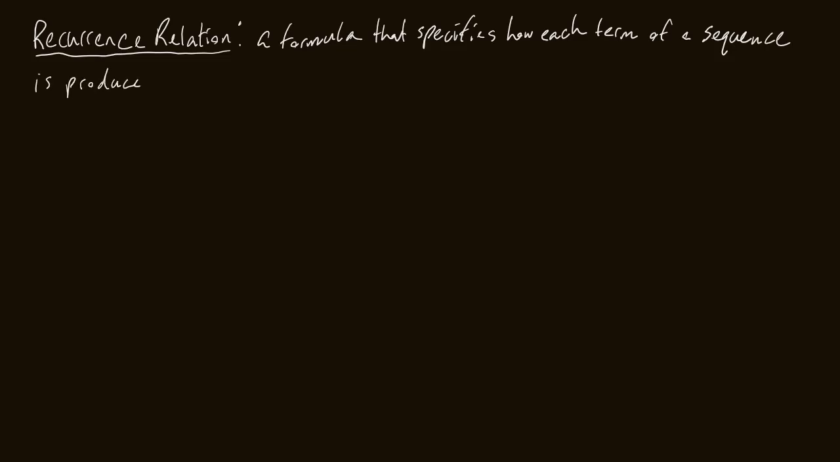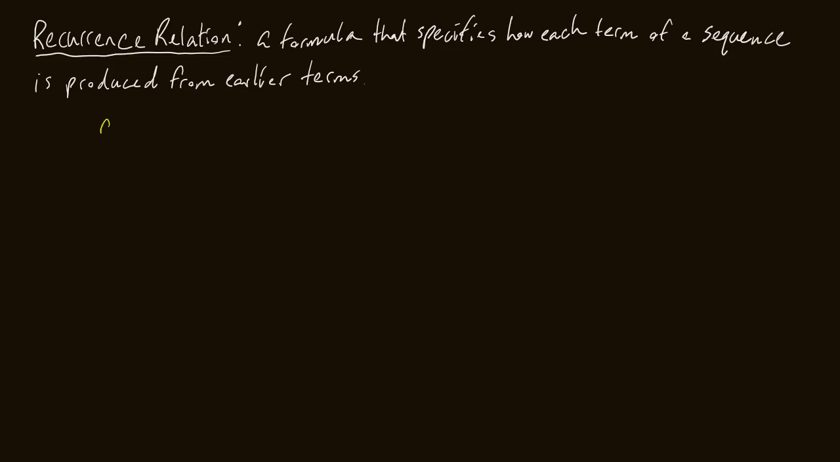What kind of formula is it? It's a formula that specifies how each term of a sequence is produced from earlier terms. Now, what exactly do I mean by that? Well, let's look at an example.